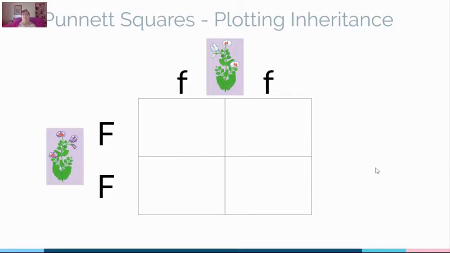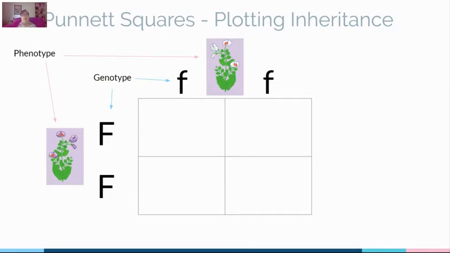Just as a note, here's a couple new vocabulary words. These letters that represent what alleles the plant has are also known as the plant's genotype. Remember, genotype refers to the genes. And the result, what trait that genotype produces, is called a phenotype. So in these plants, the phenotype that we're looking at is what color their flowers are. The capital F genotype produces the purple flower phenotype, and the lowercase f genotype produces the white flower phenotype.